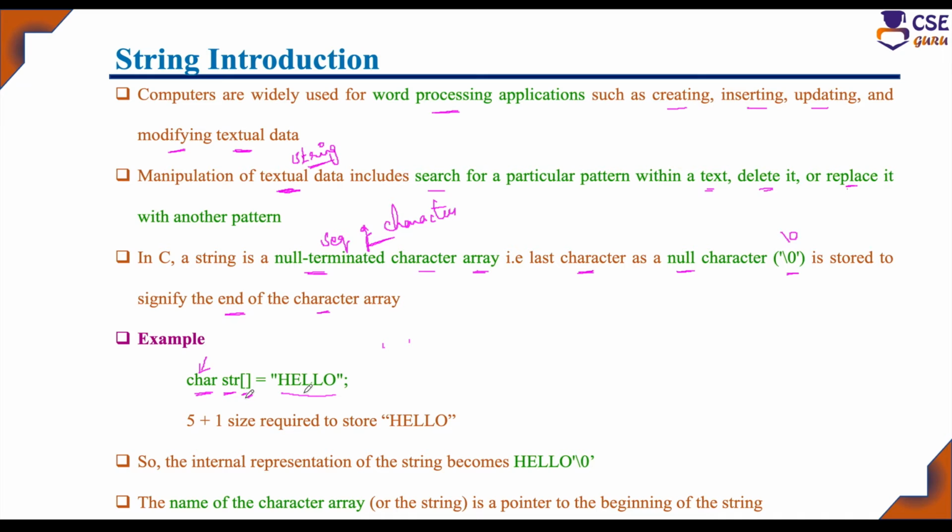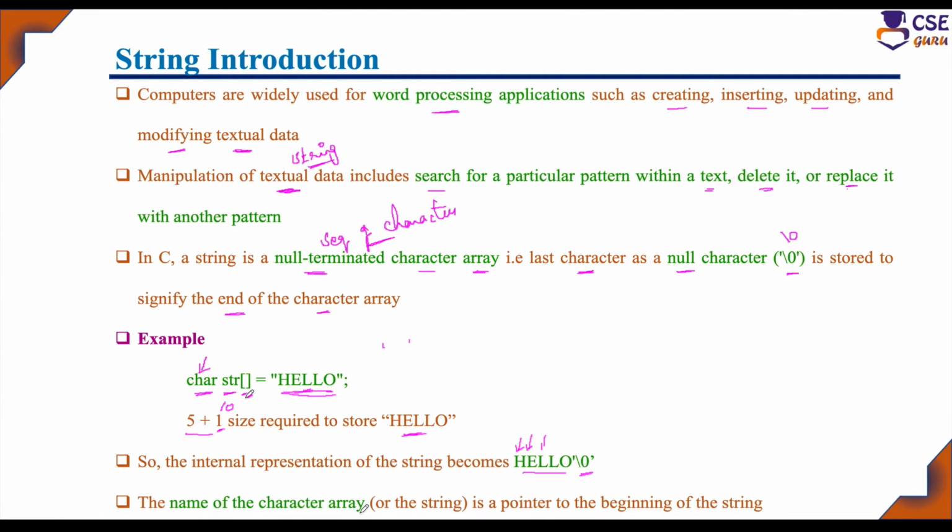Here, whatever string you specify, the size will be calculated automatically and allocated accordingly. So here the length of the string is 5, plus 1 to store the null character. So 5 plus 1, totally a size of 6 is required to store the string hello. So the internal representation of the string becomes hello. Each is a single character, and each will hold 1 byte, so 1 byte into 6. And the null character also requires 1 extra space.